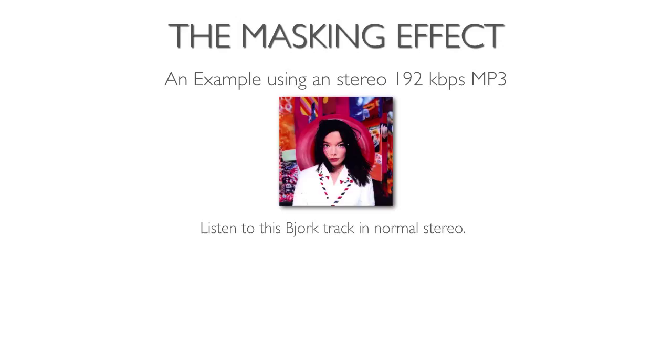So first we're going to hear a Bjork track in normal PCM stereo, which means it's not compressed, and then in stereo. And then we're going to listen to it in mono, once again, uncompressed in mono. And so you'll hear everything that's in the center dropping away. And then we're going to compare that same scenario, but not with an uncompressed signal, but with a MP3 192K bit rate. So here we go.